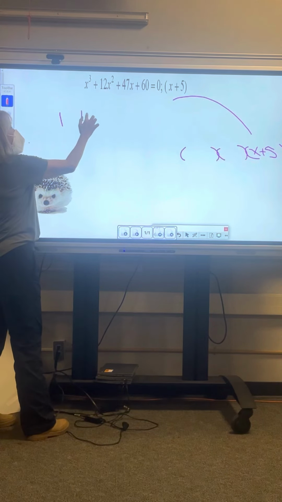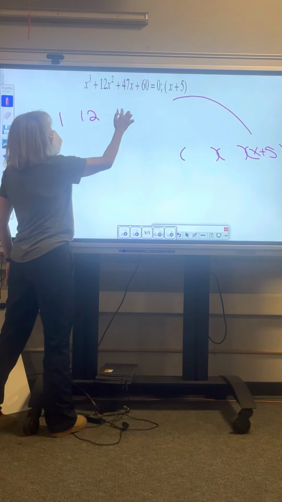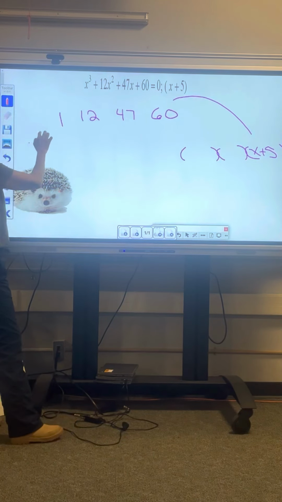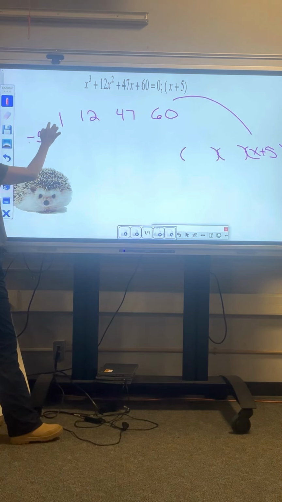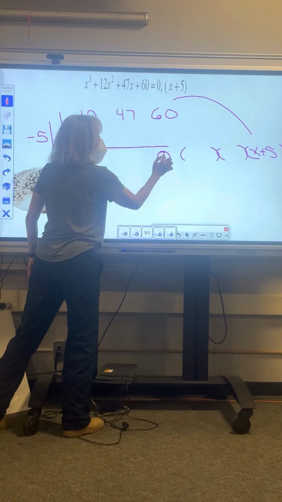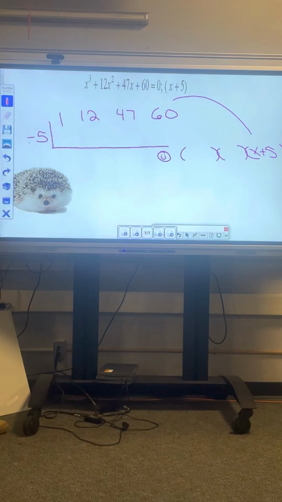1, 12, 47, and 60. Don't forget that 5 becomes negative because you have to flip its sign. And don't forget it's going to be 0 at the end. How do I know? Because otherwise it's a useless hint, right? Give it a try. See how you do.